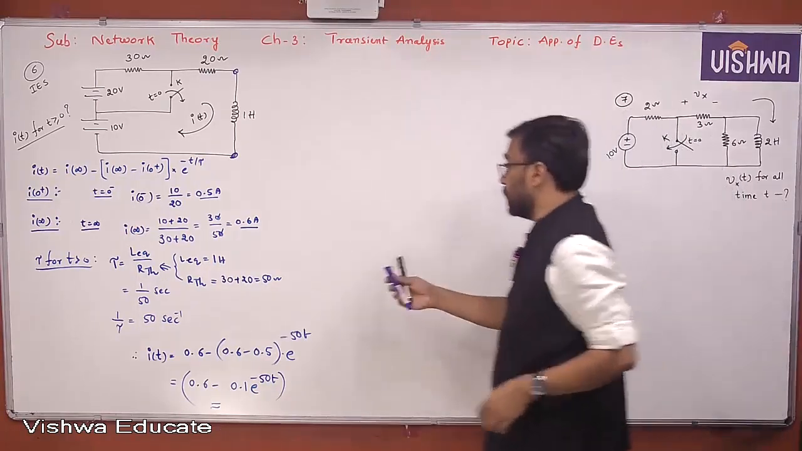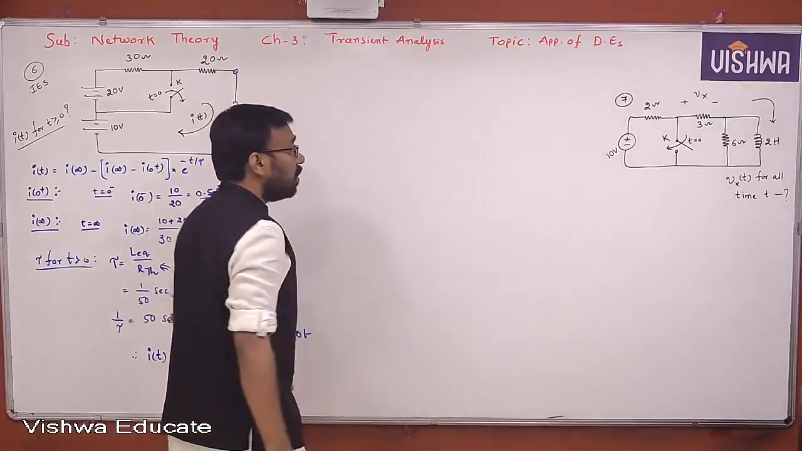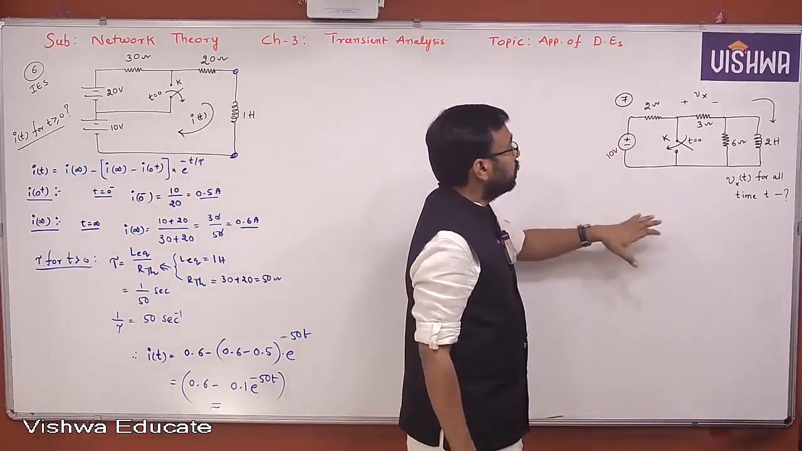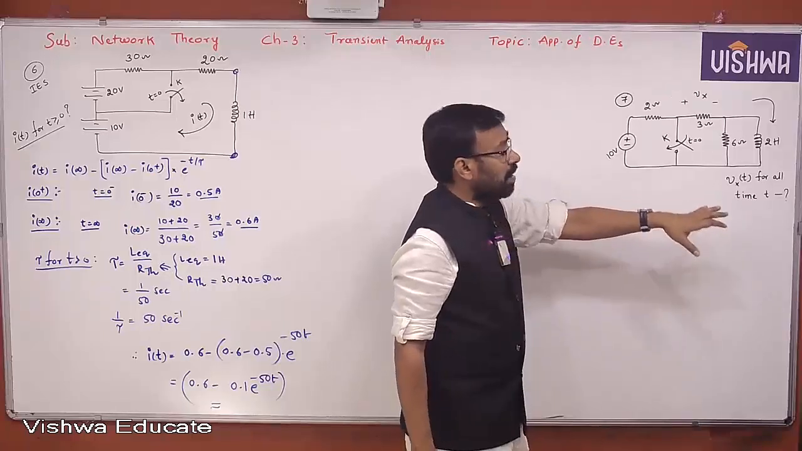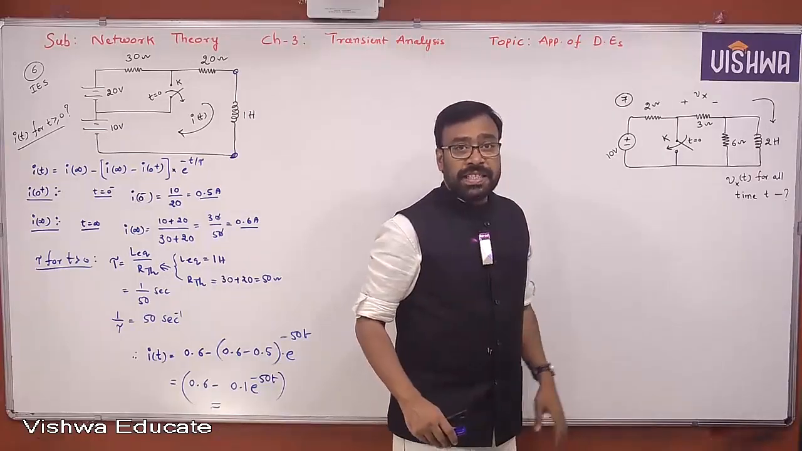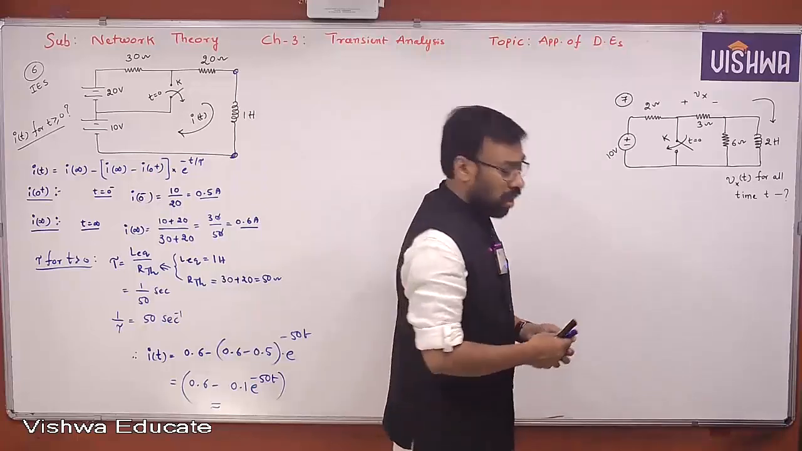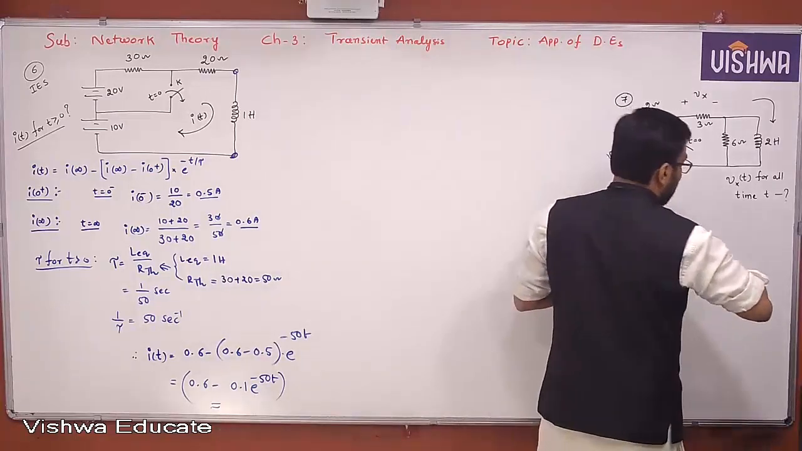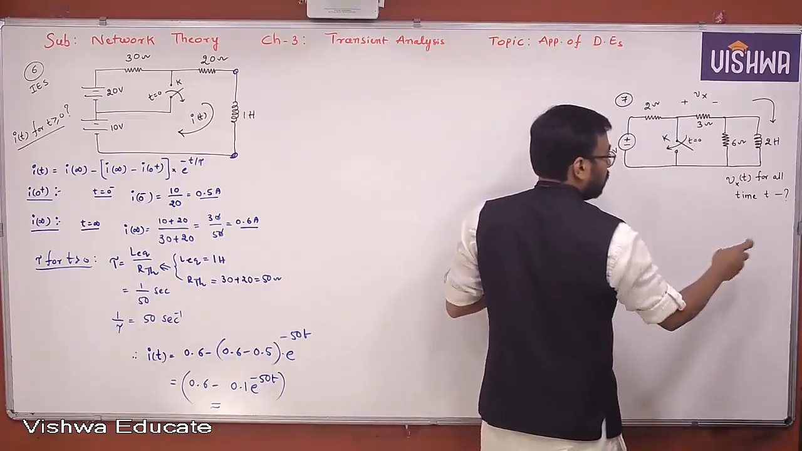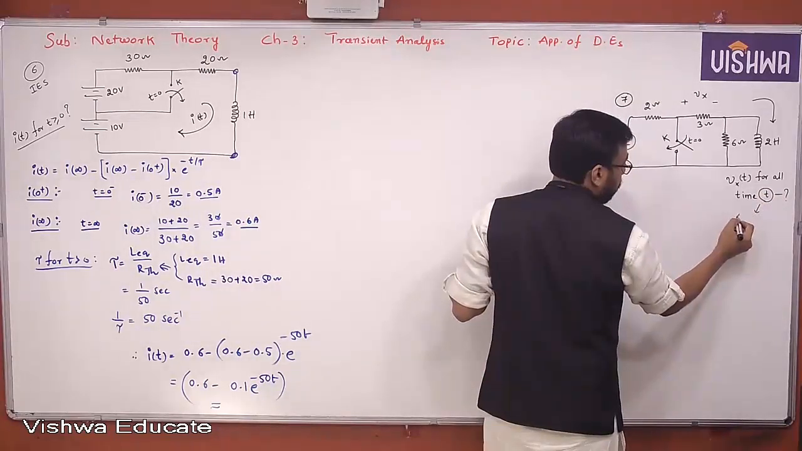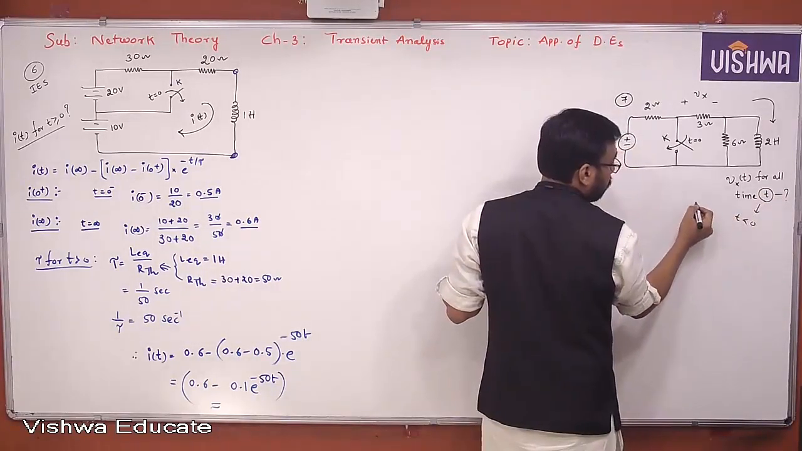Okay, I hope you finished this. Now let us move on to another problem. Question number 7, classroom workbook. Okay, Vx for all time t is asking what? Vx for all time t. All time t is nothing but what? It is asking Vx for t less than 0.